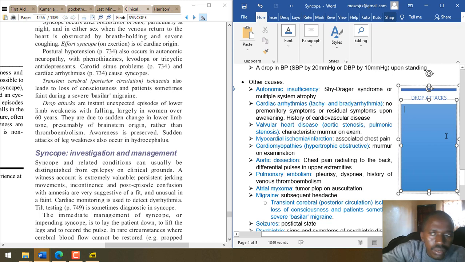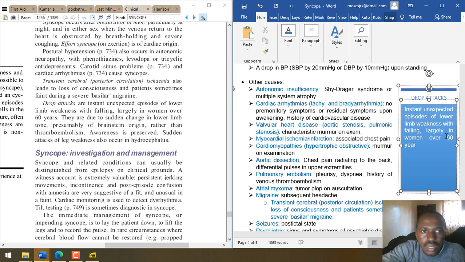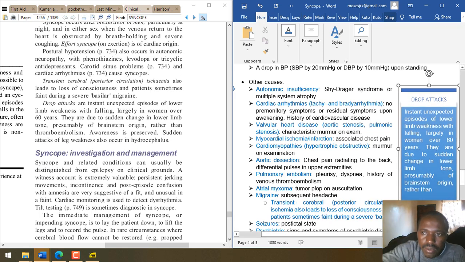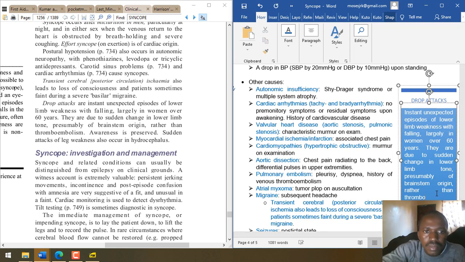Instant unexpected episodes of lower limb weakness with falling largely in women over 60 years. They are due to sudden change in lower limb tone, presumably of brainstem origin rather than, so we should actually increase the size of this, rather than thromboembolism. So awareness is preserved.